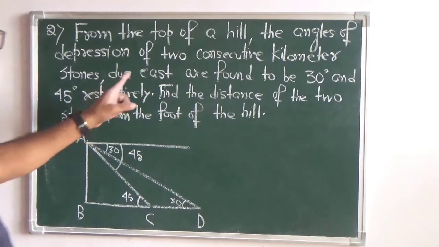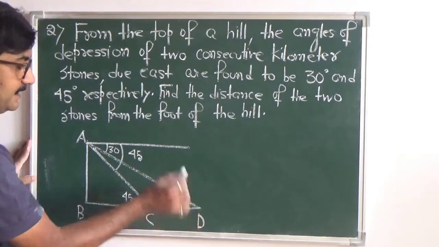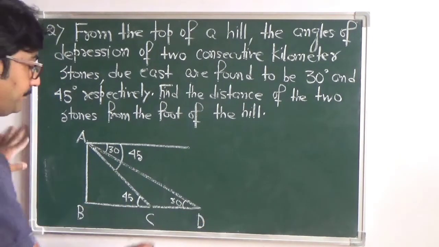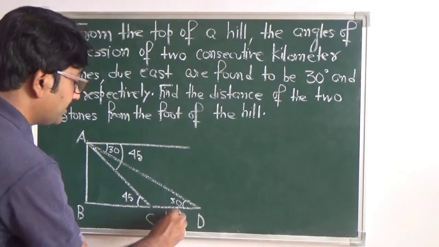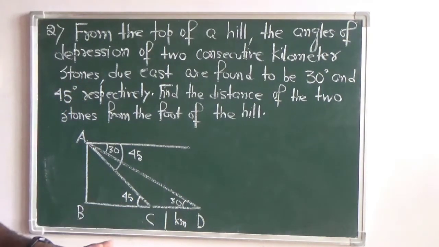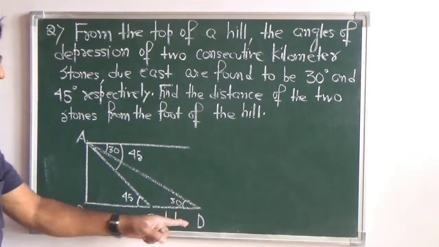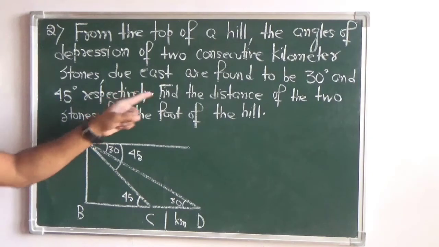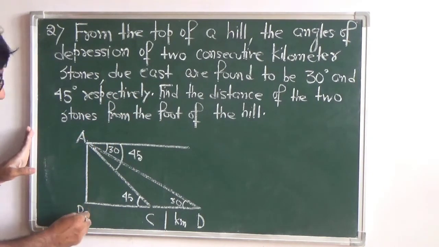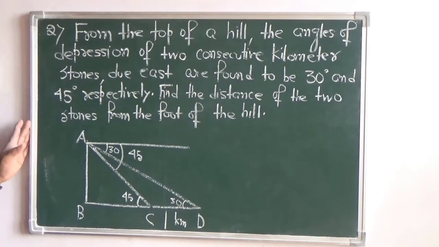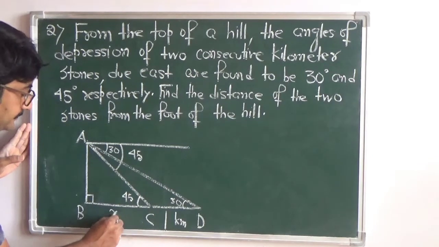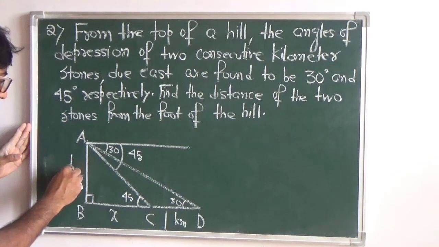Now the kilometer stones are at C and D. So this is a very vital information here in the question. The distance between C and D we are given, that is 1 kilometer, because these are kilometer stones. So if you miss this out, then you won't be able to solve this problem. We need to find the distance of the 2 stones from the foot of the hill. That means you have to find BC and BD. So now here also you have got 2 right angle triangles, ABC and ABD. Let this be X and let us take this as H.